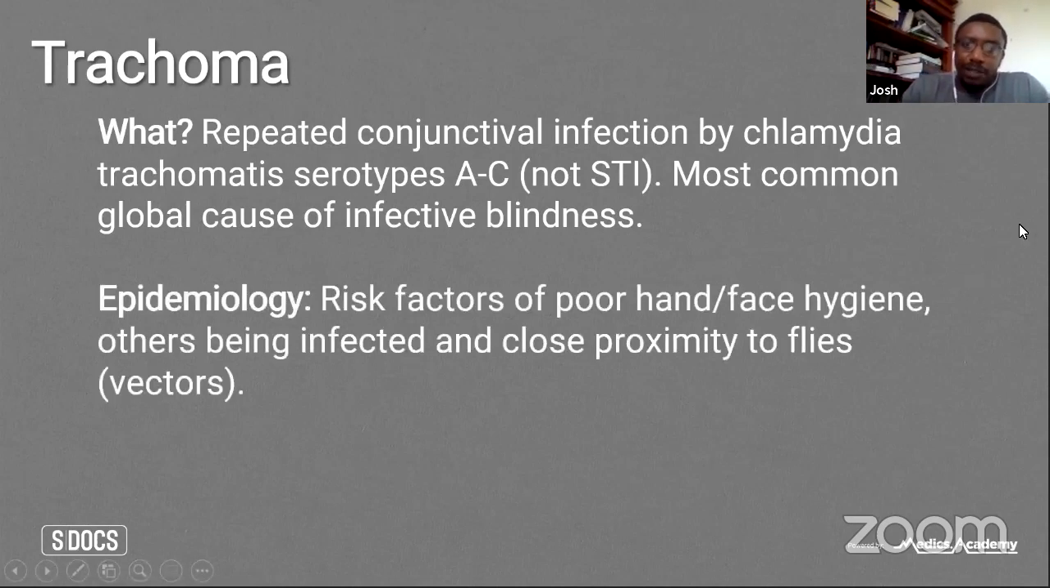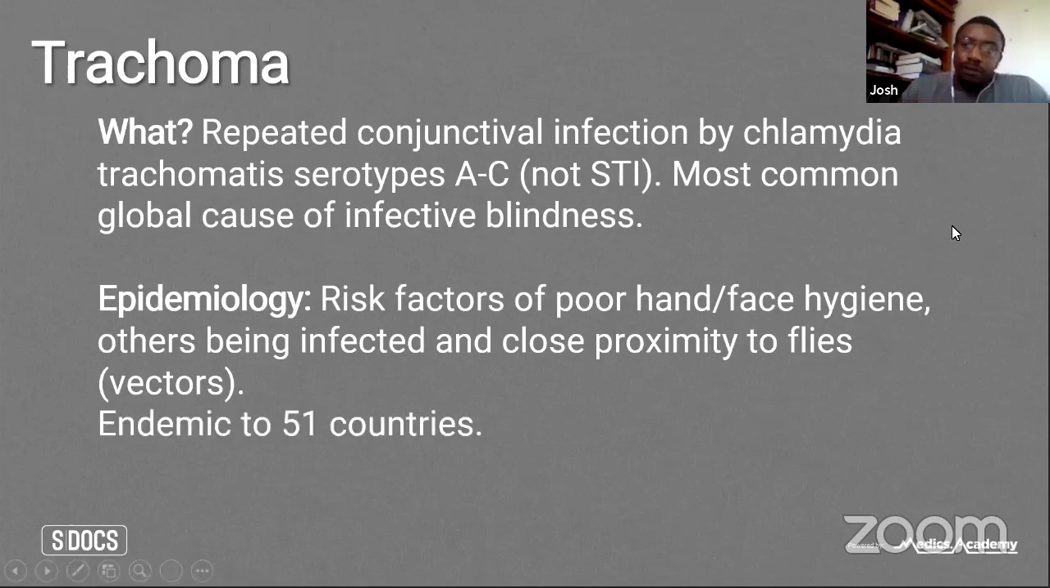Epidemiology: risk factors for trachoma are poor hand and face hygiene, being close to others who are infected, being close to lots of people who are infected, and being in close proximity to flies as well. In some respects, it's a bit similar to the epidemiological factors with onchocerciasis, because you get these endemic communities where everyone might be infected, they're spreading it to each other, and of course, they have a native vector, flies. So it is also endemic to 51 countries as well.